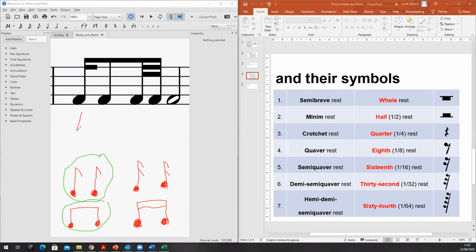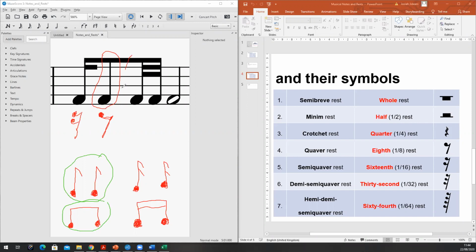So it's a pole with two, we call it flags. Okay, Huawei, what is this note? A quaver. It's a quaver, correct. And the equivalent rest is a quaver rest, or quarter rest. Sorry, an eighth rest, not a quarter rest. Okay, and it's a pole with one flag.